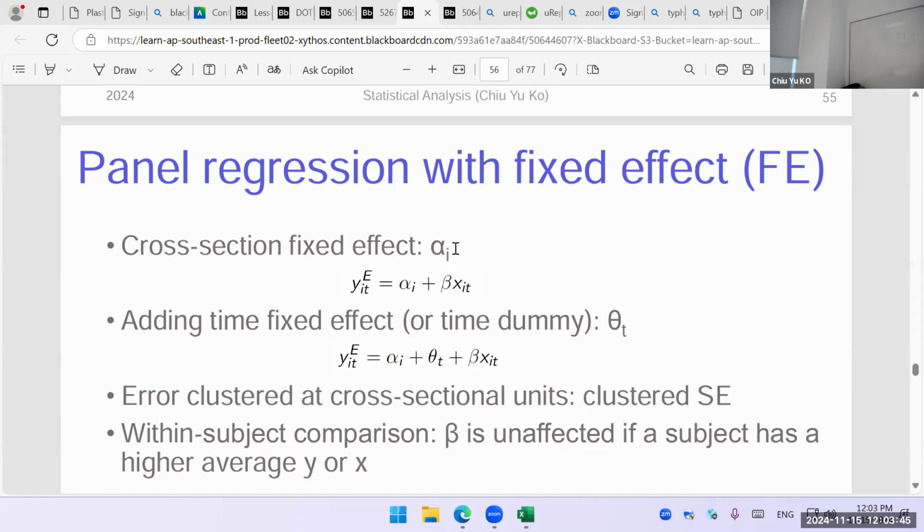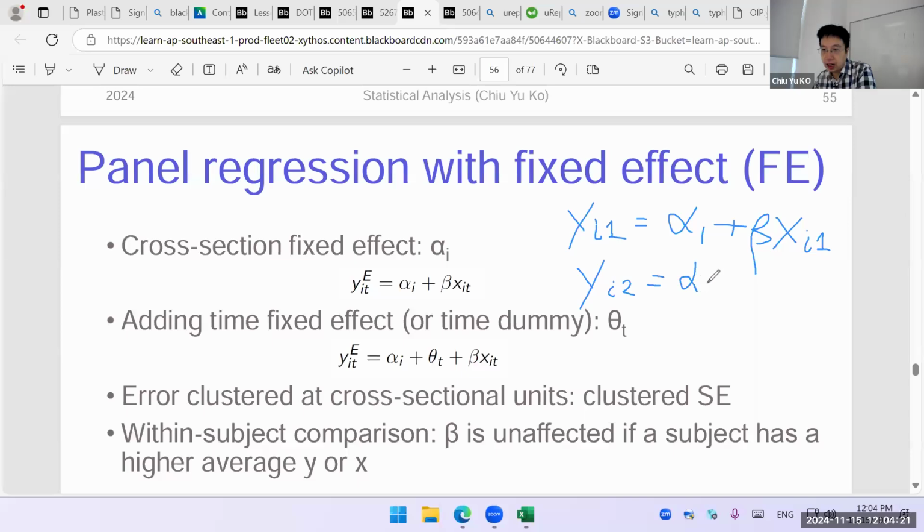And how can we solve this kind of problem? One of the things that we do is called first difference. Suppose the data is like this: you have two periods of data. So you have y_i1, period 1, equal to alpha_i plus beta x_i1, and your period 2 data, y_i2, equal to alpha_i plus beta x_i2. So in period 1 you observe x_i1, because it's individual i, and period 2 is the same.